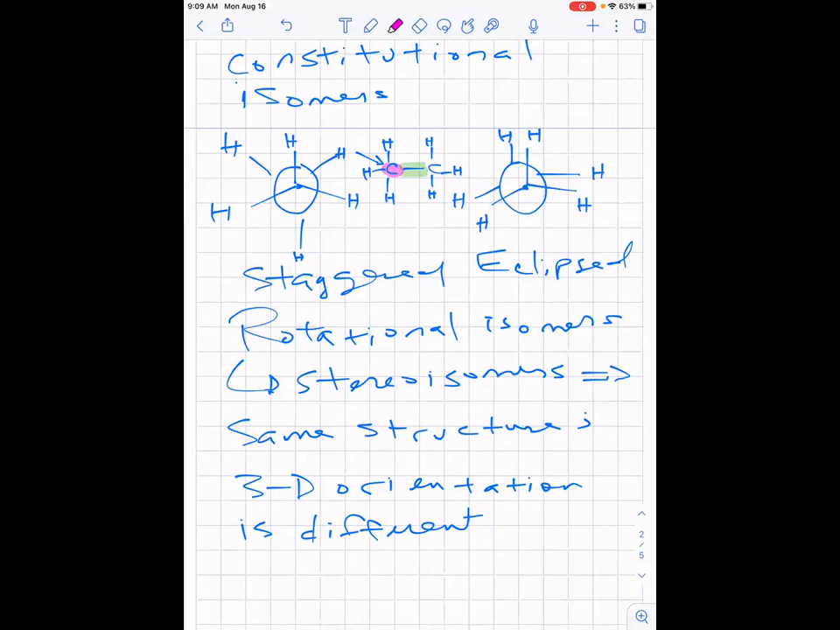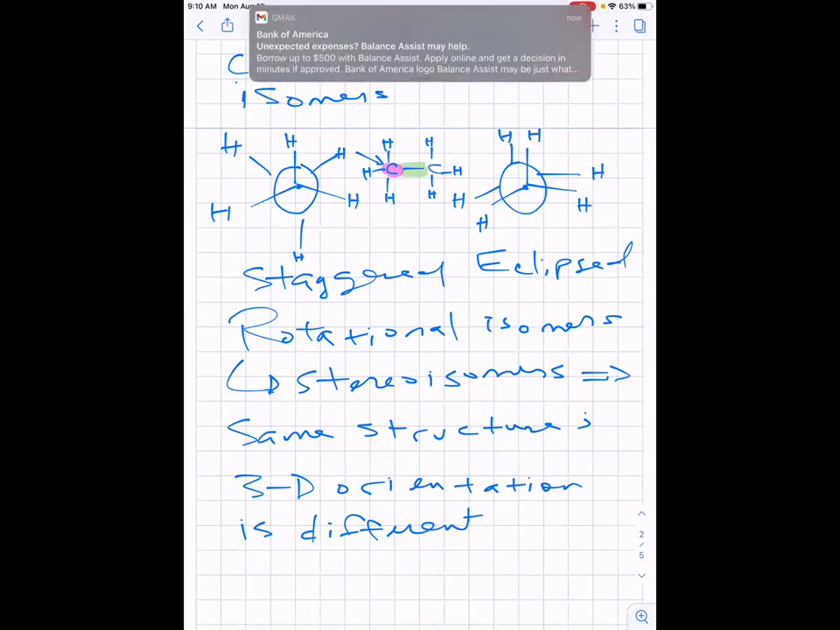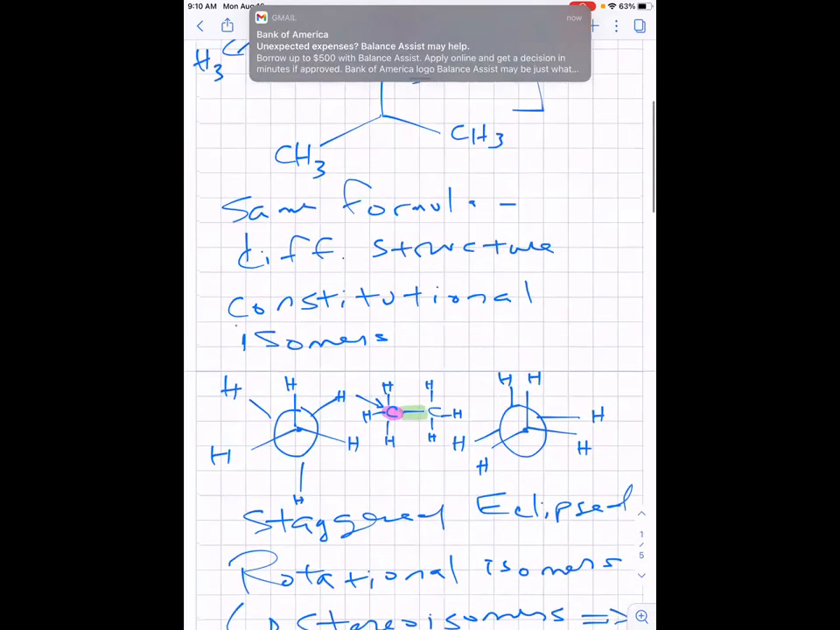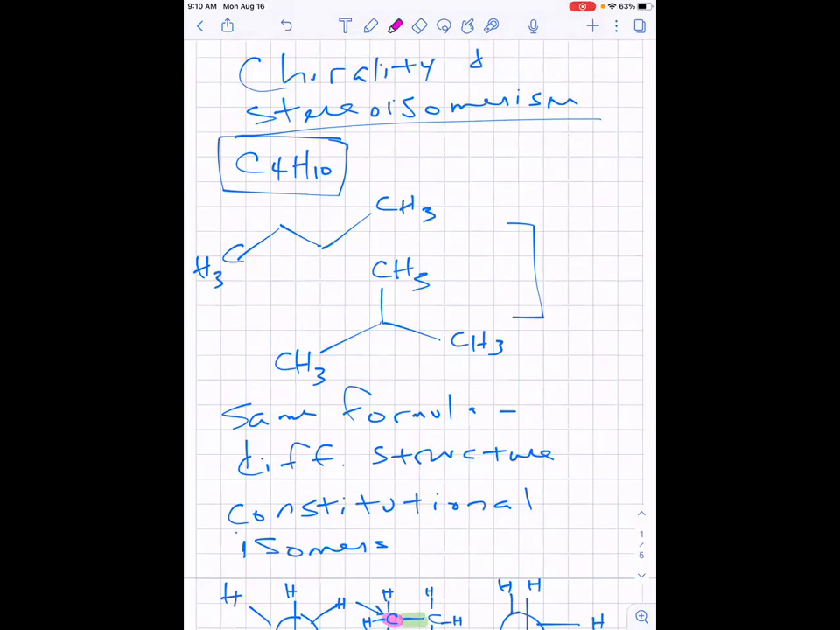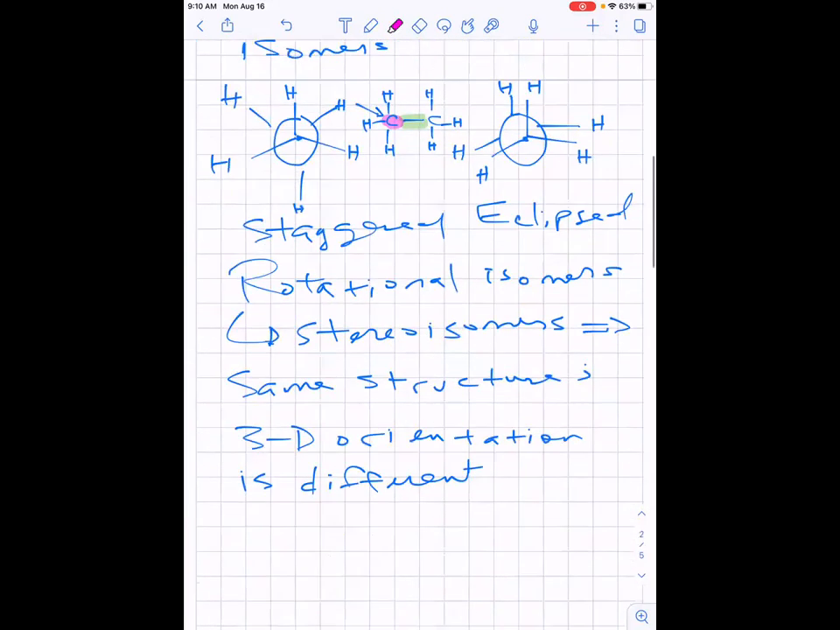Yes, sir. So does that mean that constitutional isomers are supposed to be synonymous to stereoisomers? No, constitutional isomers are different because they have actually two separate structures. You see how these two structures are different? Like they have totally different structures. So they're not stereoisomers at all. Okay, understood. Stereoisomers will have the same structure, but they'll have a different orientation in space. I'm going to show you in the next little section, we'll talk about chirality.